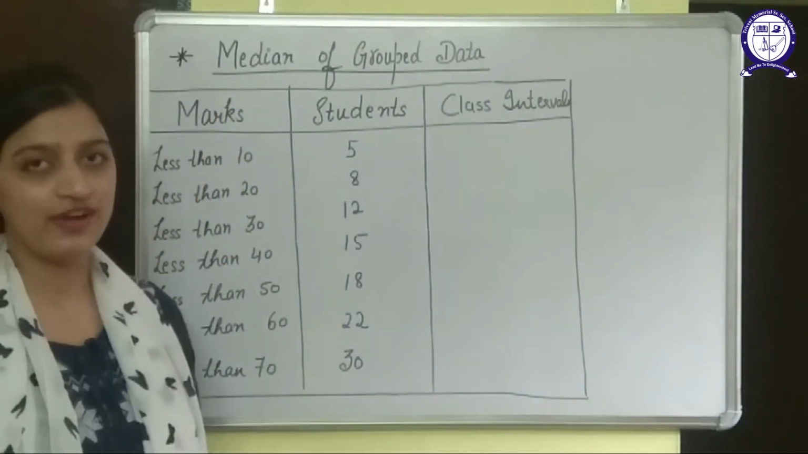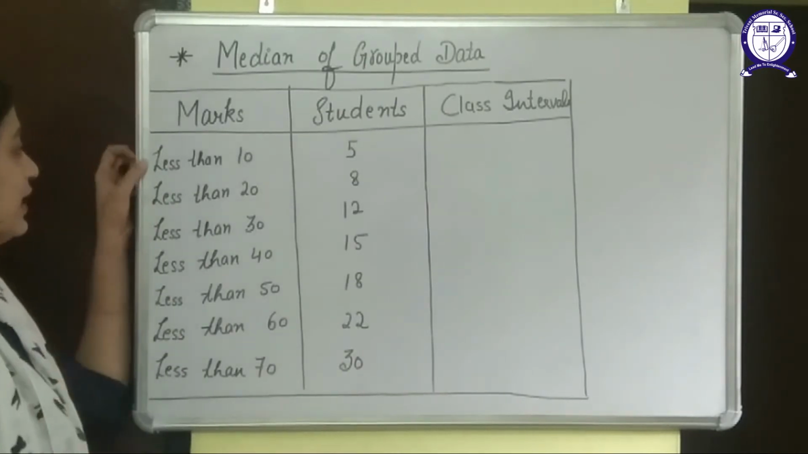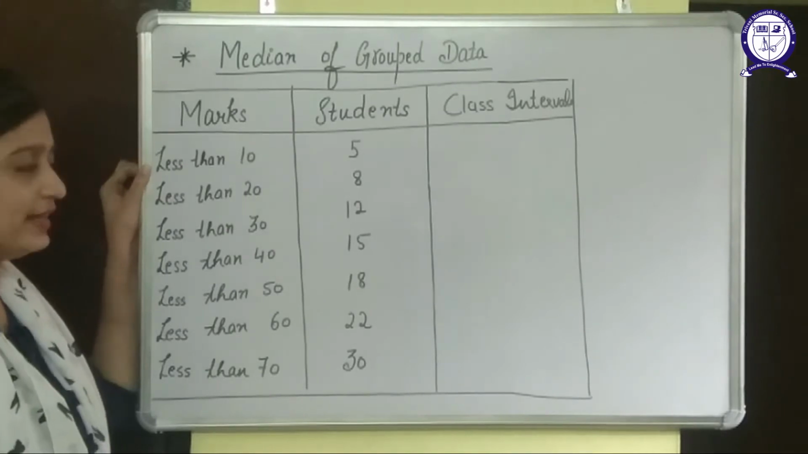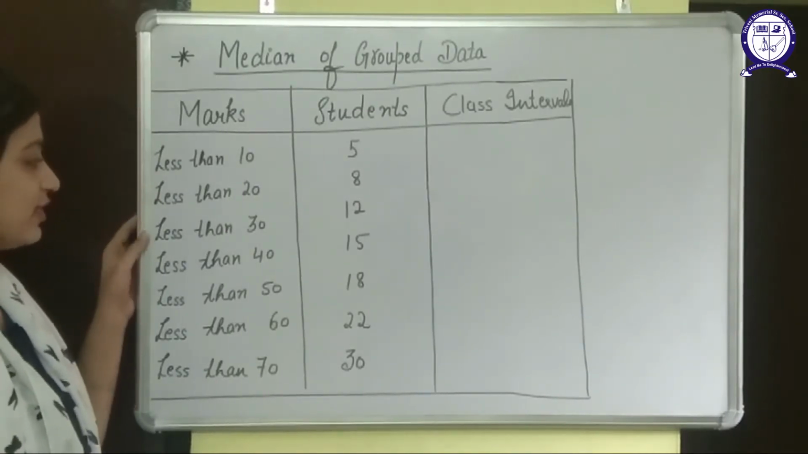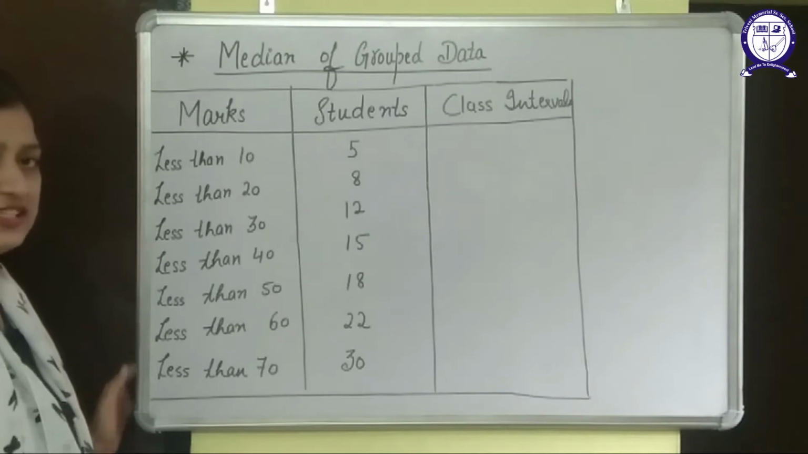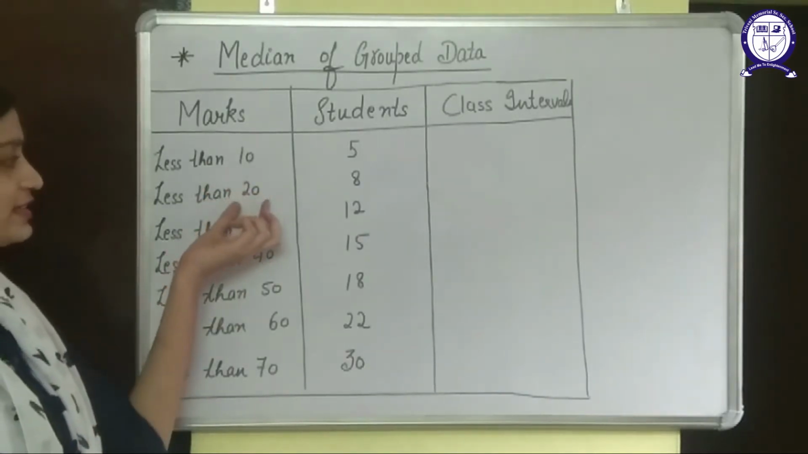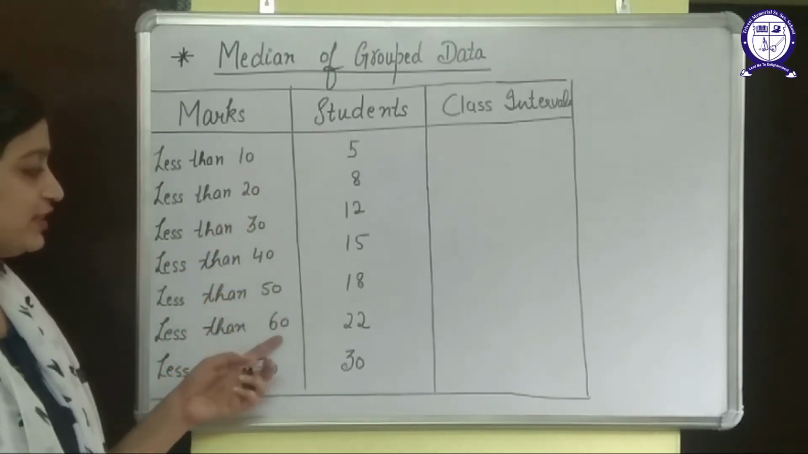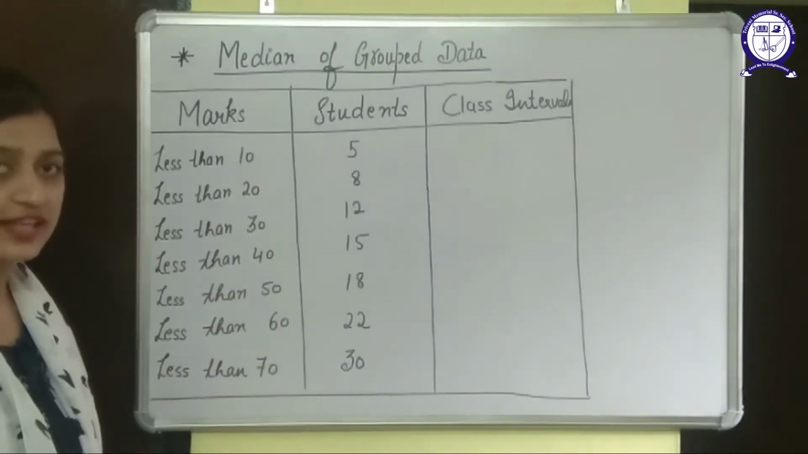How are we going to find that? First of all, look at it. Less than 10. There are some numbers less than 10, then less than 20, 30, 40, 50, 60 and 70. You can see there is a difference of 10. 10, 20, 30, 40, 50, 60 and 70. There is a difference of 10.